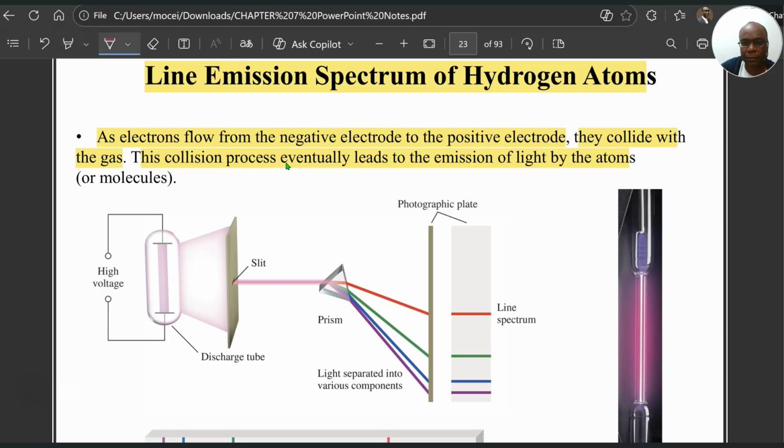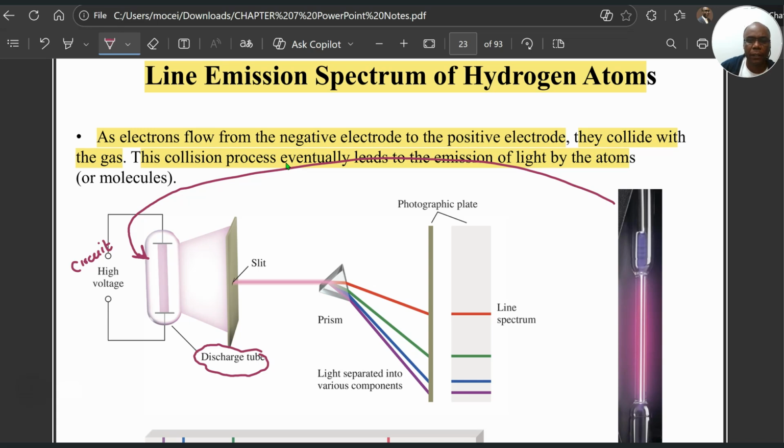Let's talk about our setup. So you see this tube right here, this tube you see in there. It's called a discharge tube. Now, you have a circuit. A circuit is where you have cables, and in the cables, electrons are moving, usually from the cathode, the negative side, to the anode, the positive side.